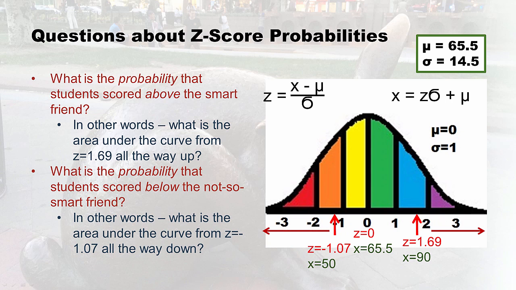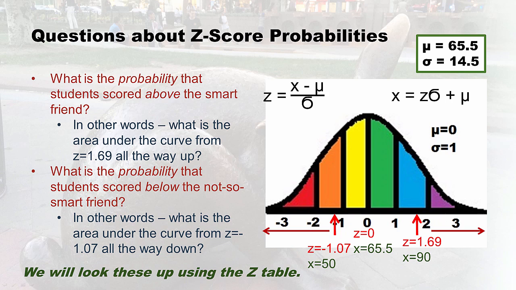Well, here's another problem. What is the probability that students scored below the not so smart friend, right? And in that case, see the diagram, we'd have to figure out what is the part of the orange that that friend gets, plus the red, and plus a little black part at the bottom. What is the percent or the proportion of the curve that represents that? So that's what we're getting into now.